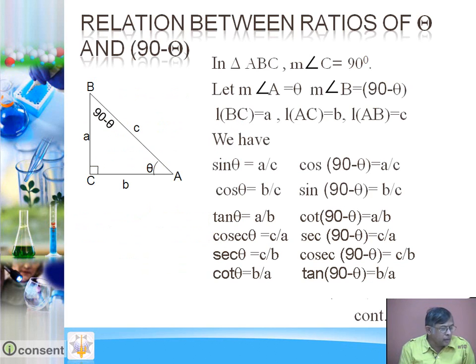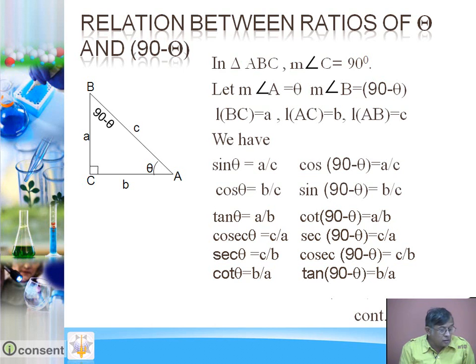Relation between ratios of theta and 90 minus theta. In a right triangle, if one angle is theta and one is angle C, 90, then another should be 90 minus theta, because the sum of measures of angles is 180. So if one is 90, another is theta, then the remaining should be 90 minus theta. So here angle B is 90 minus theta.